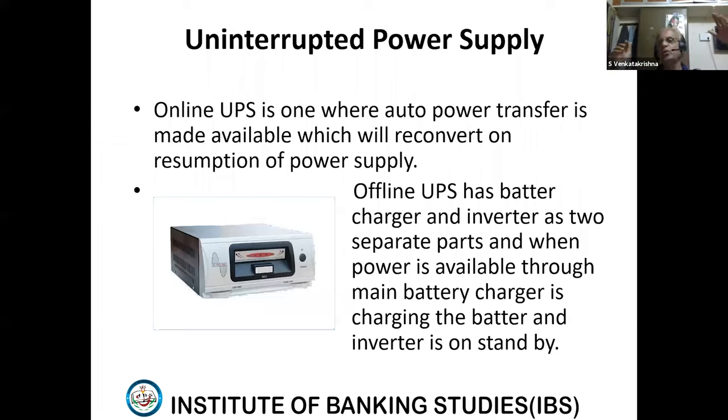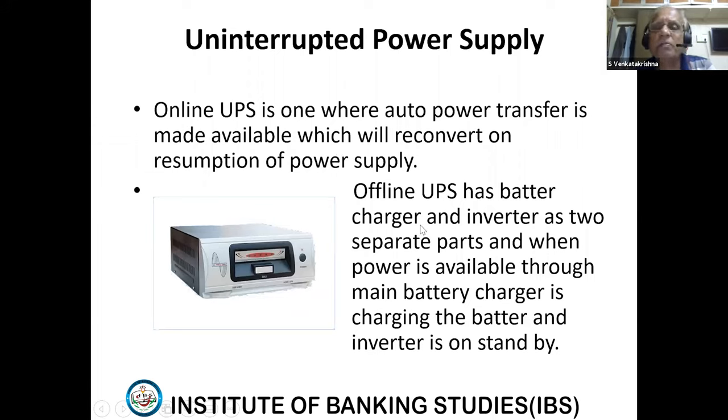For computerization, if you keep all this, your computerization will be a failure. When you do computerization, you cannot do away with UPS. It is something like buying a car and hesitating to buy a tire. How can you drive the car? Similarly, UPS is the most important thing for your computerization maintenance. It will reconvert on resumption of power supply. Automatically it will transmit by itself, and when the power comes, it will stop and transfer again to the power. That is the online UPS.